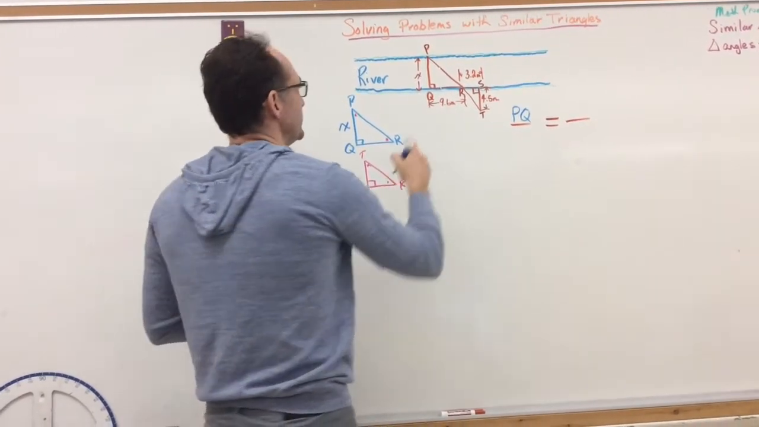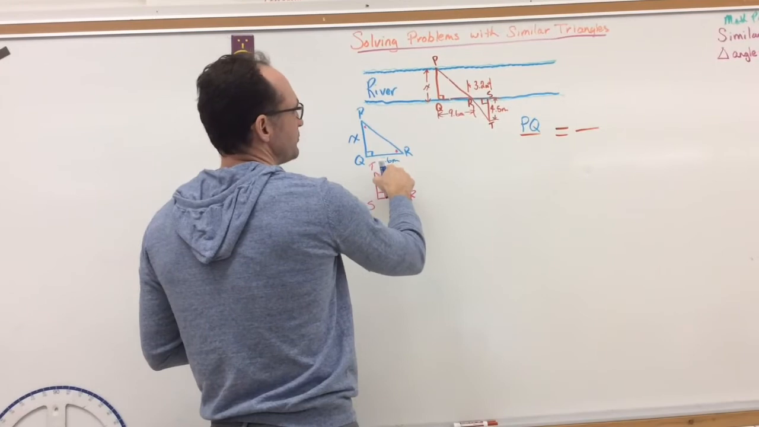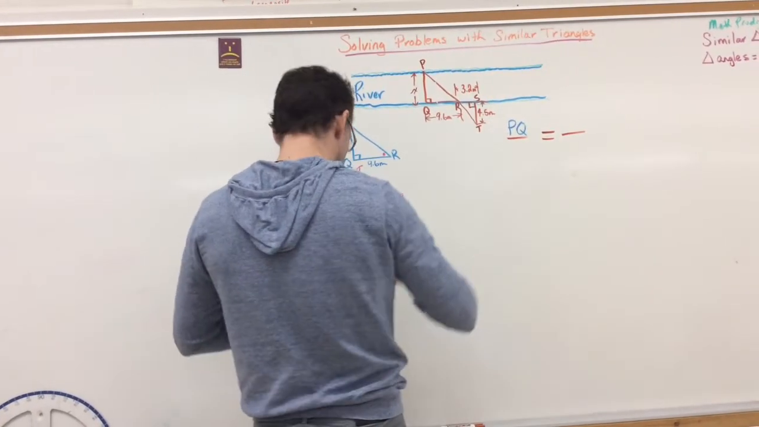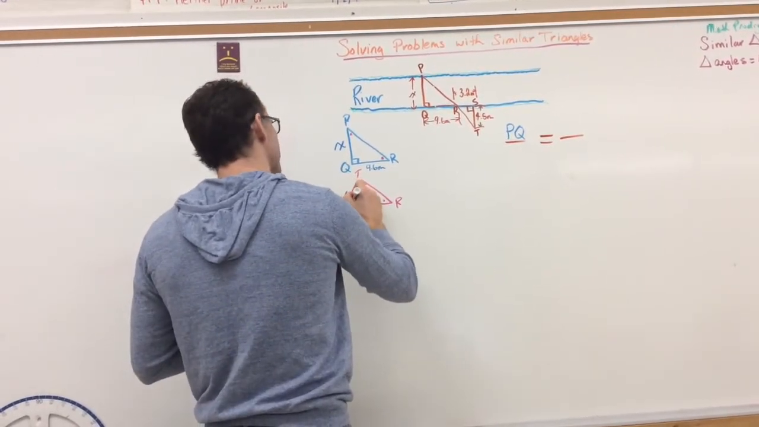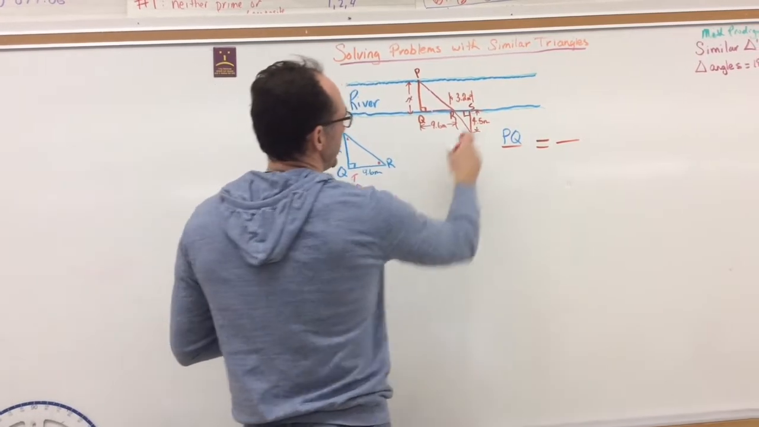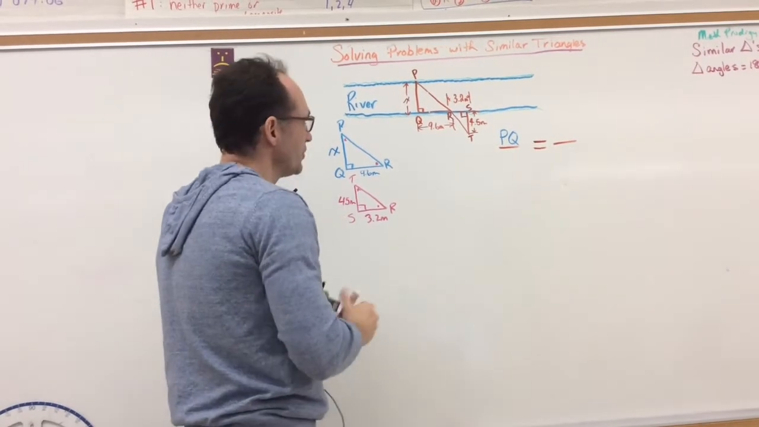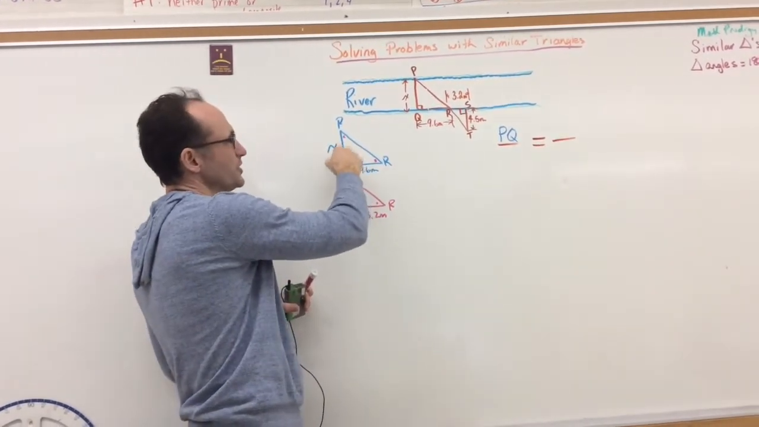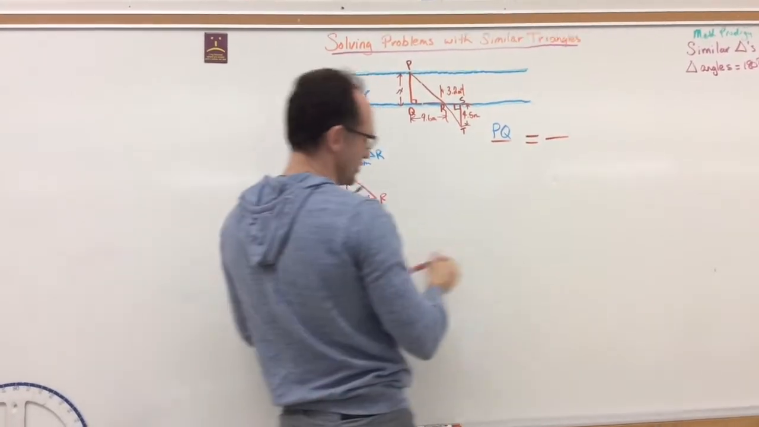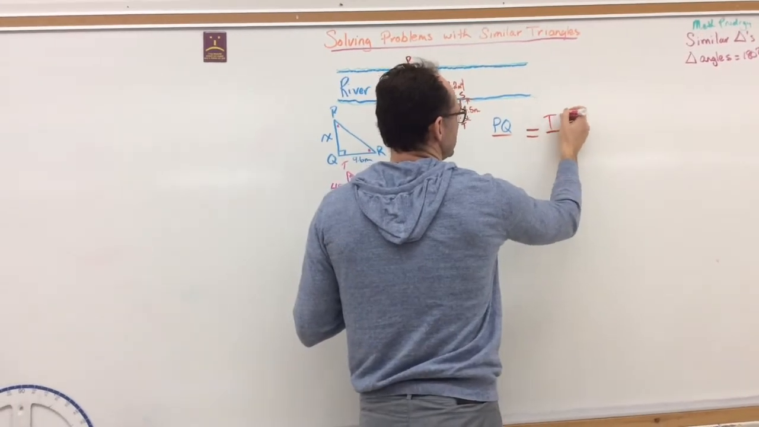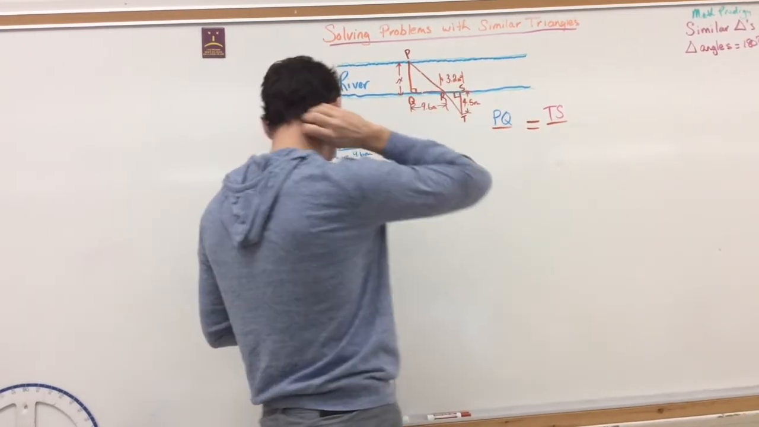Now, in order to also help you, you can label the rest of your diagram. QR is 9.6 meters. ST, which is right here, is 4.5 meters. And RS is 3.2 meters. So you need to find corresponding sides. What side corresponds with PQ or X? That would be TS. So you want to put TS right here. So PQ is equal to TS when relating to similar triangles.